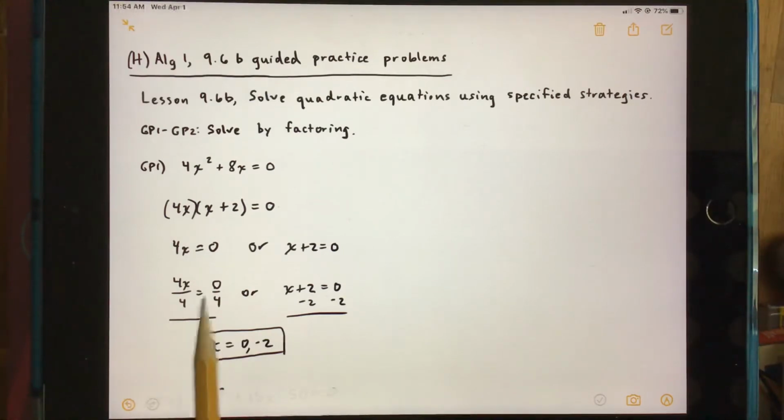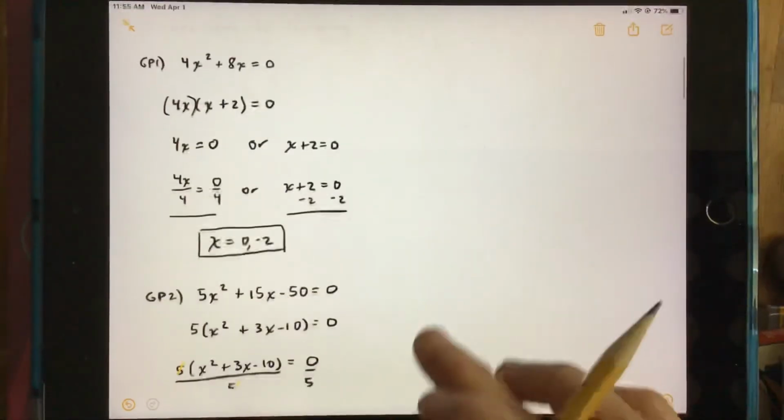So 4x equals 0, divide both sides by 4. Remember, 0 on the top, okay. 0 on the bottom, no way. So since 0 is on the top, we will get 0 for our result. Over here, we are subtracting 2 on both sides of the equation to solve the x plus 2 equals 0 equation to arrive at the second value of x as negative 2. All right, that was solving by factoring using greatest common factoring.